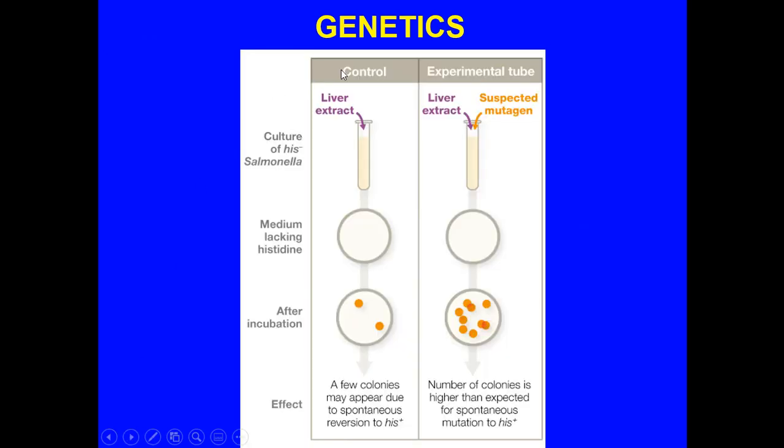Here we have our control: liver extract, medium lacking histidine, and after incubation, 1, maybe 2 colonies. Baseline. Then liver extract with the suspected mutagen, put down on this medium lacking histidine. And what do you have? 1, 2, 3, 4, 5, 6, 7, 8, 9, as opposed to 2. So the number of colonies is higher than expected for spontaneous mutation, 2 His plus.